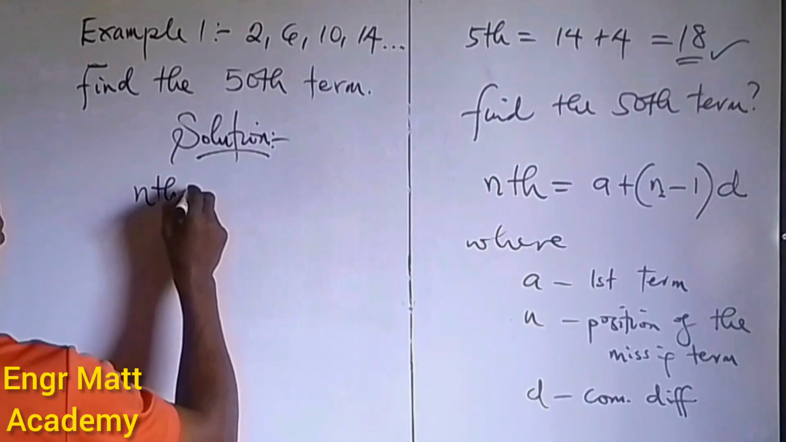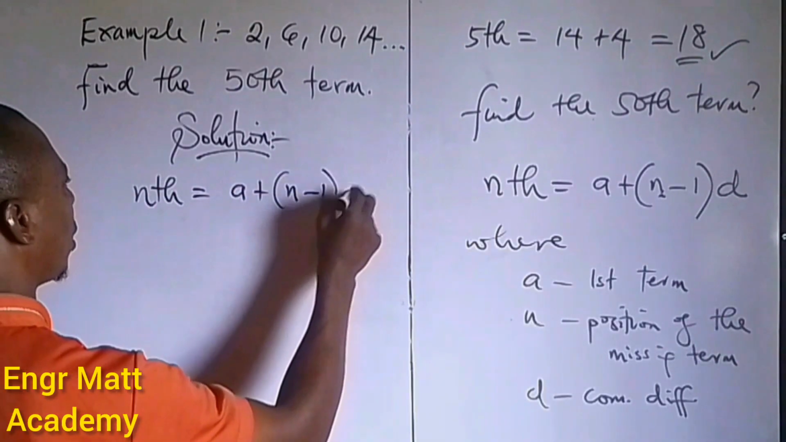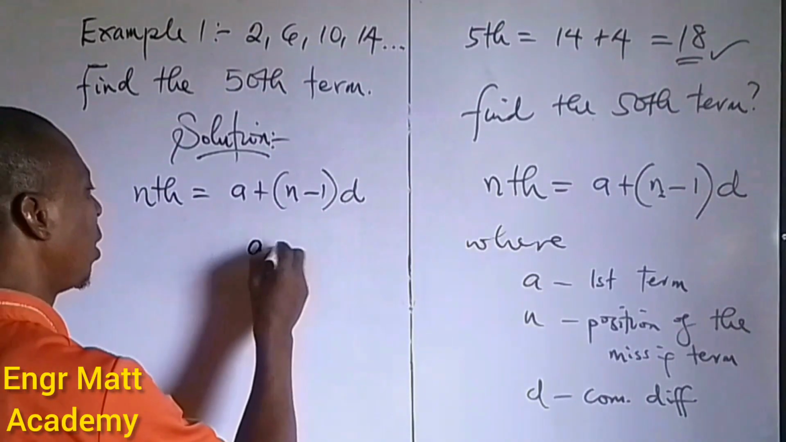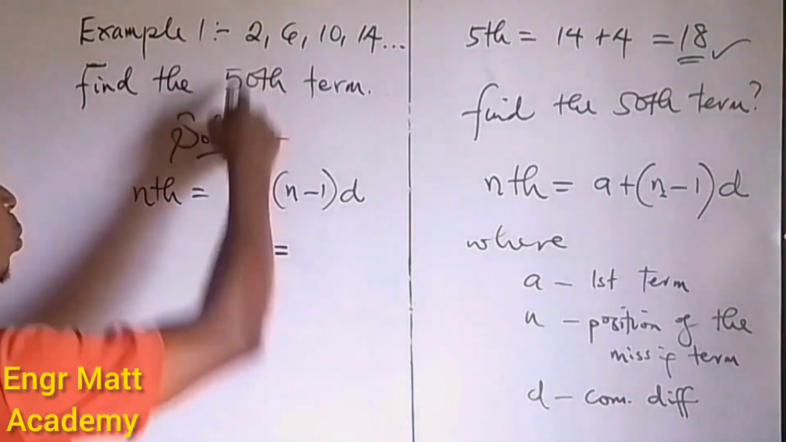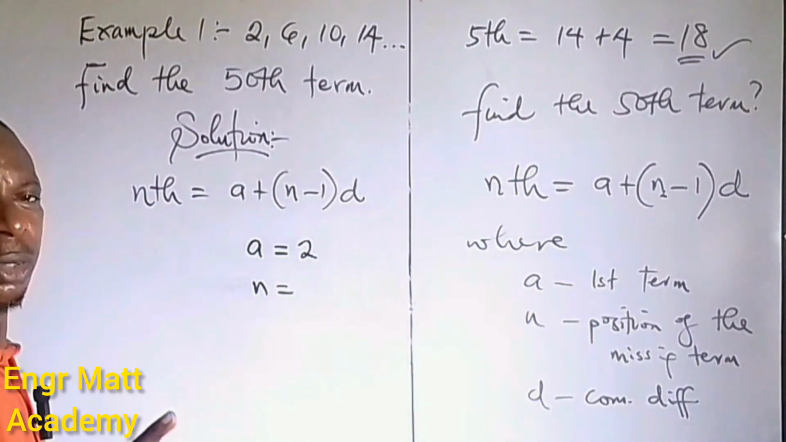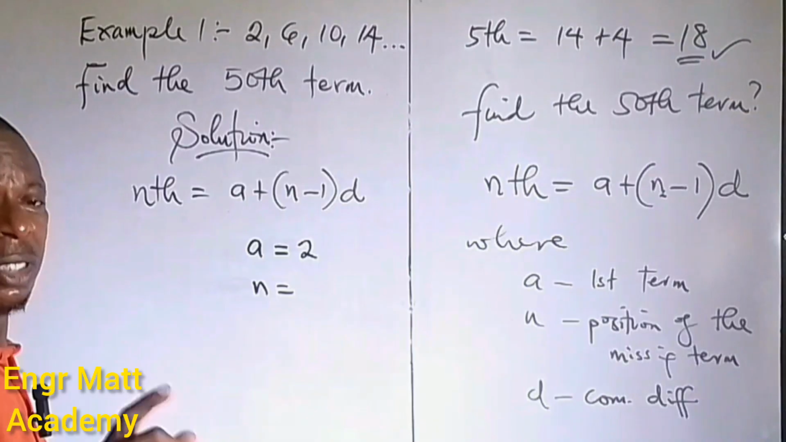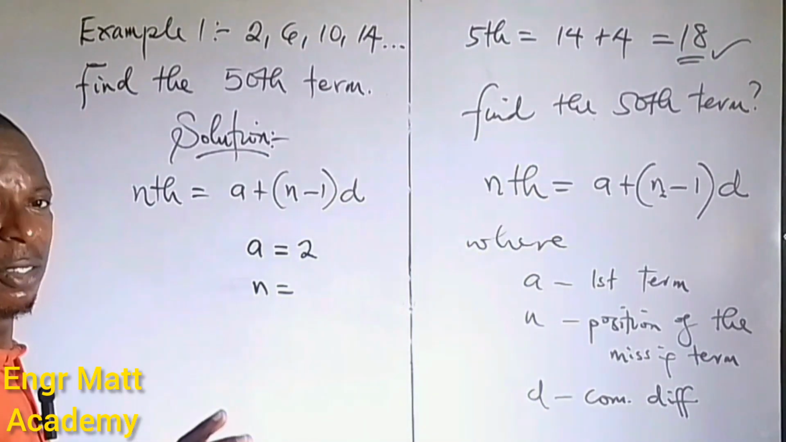The nth term is equal to a plus n minus 1 times d. What is a? A is the first term, 2. What about n? n is the position of the number we are looking for. Get this right, because this is where many students mess things up.